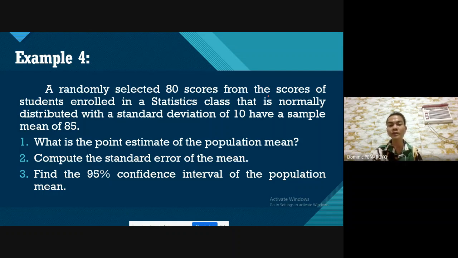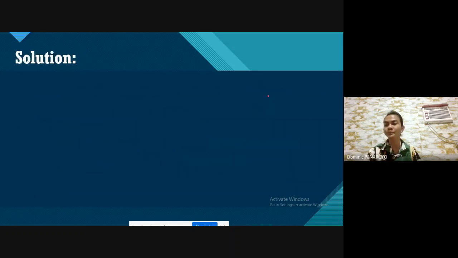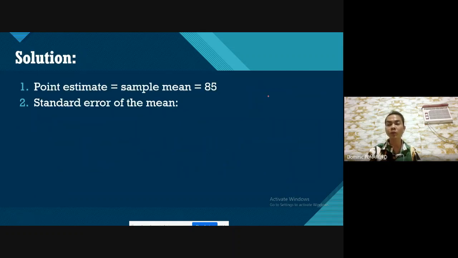Now compute the standard error of the mean. So for number 2, we have here the formula for the standard error of the mean: sigma over the square root of n. The standard deviation in the given problem is 10, and our sample size is 80. So we have 10 over the square root of 80, which is approximately 1.12. Again, we apply the rounding rule that it should be rounded off to the nearest hundredths.